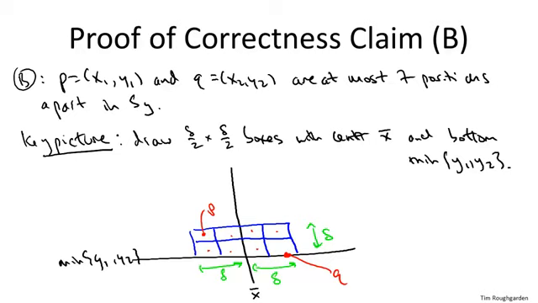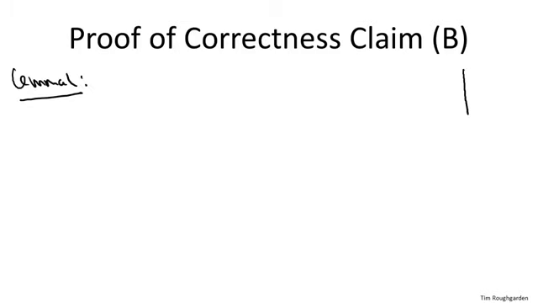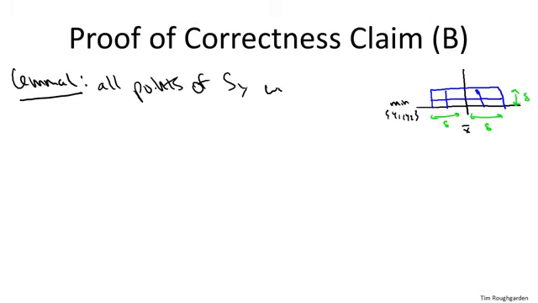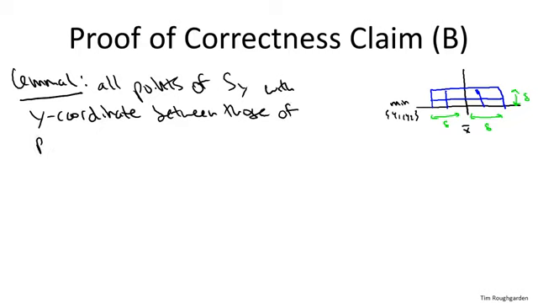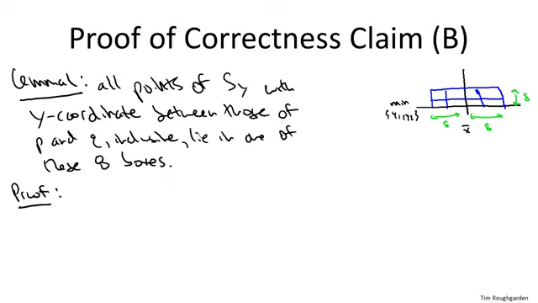Let's start with lemma 1. Lemma 1 is the easy one, and it states that all of the points of S sub y, which show up in between the y-coordinates of the points we care about, P and Q, have to appear in this picture. They have to lie in one of these 8 boxes. So we're going to argue this in 2 steps. First, we're going to argue that all such points have to have y-coordinates within the relevant range of this picture, between the minimum of y1 and y2 and delta more than that. And secondly, that they have to have x-coordinates in the range of this picture, namely between x bar minus delta and x bar plus delta.